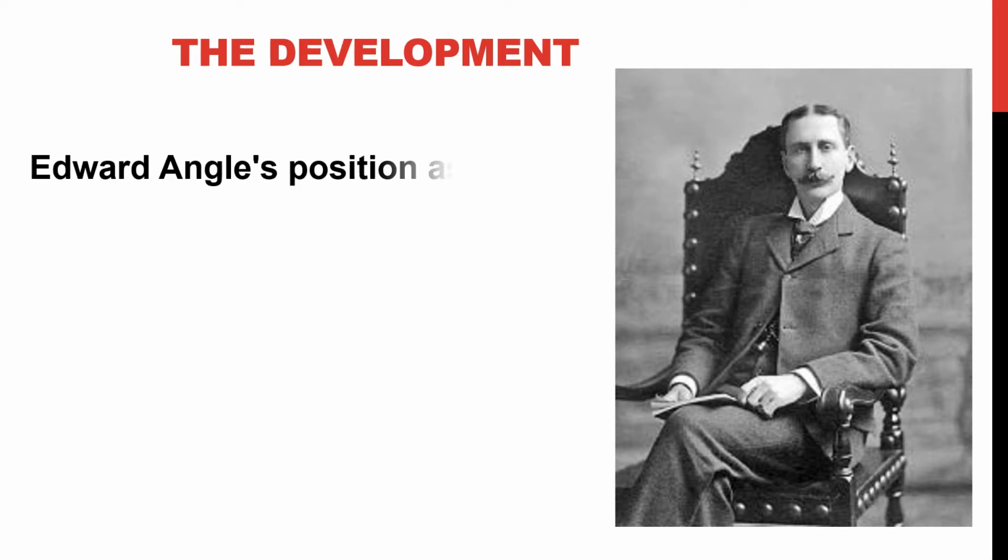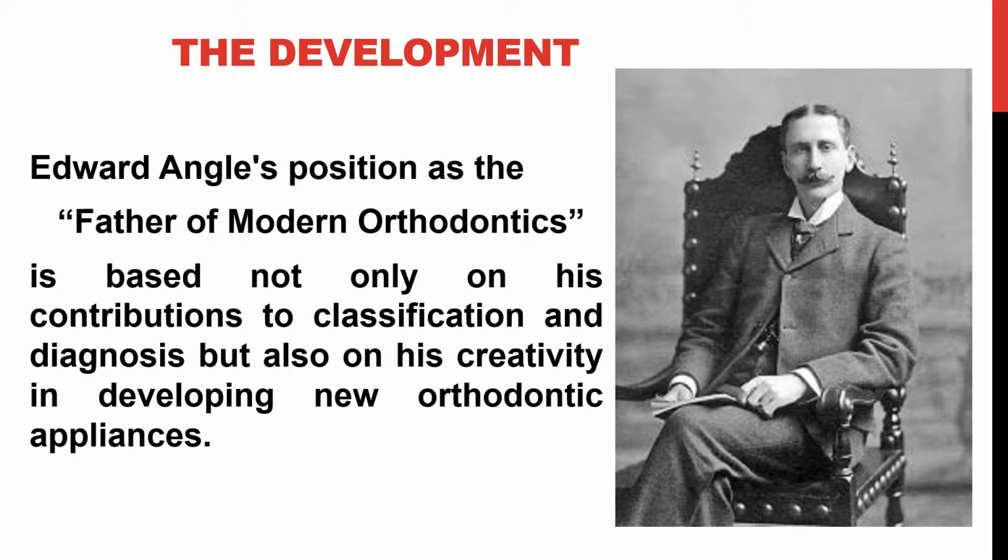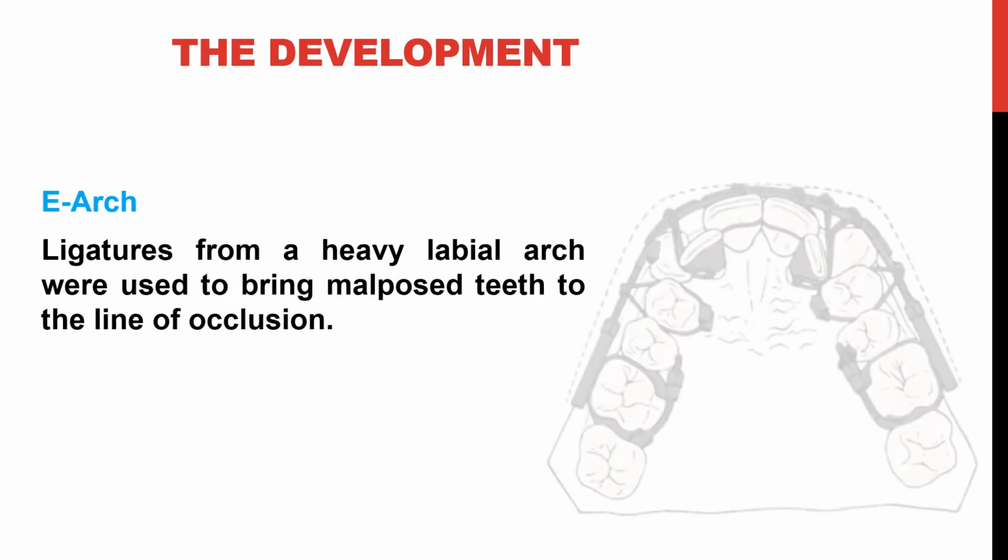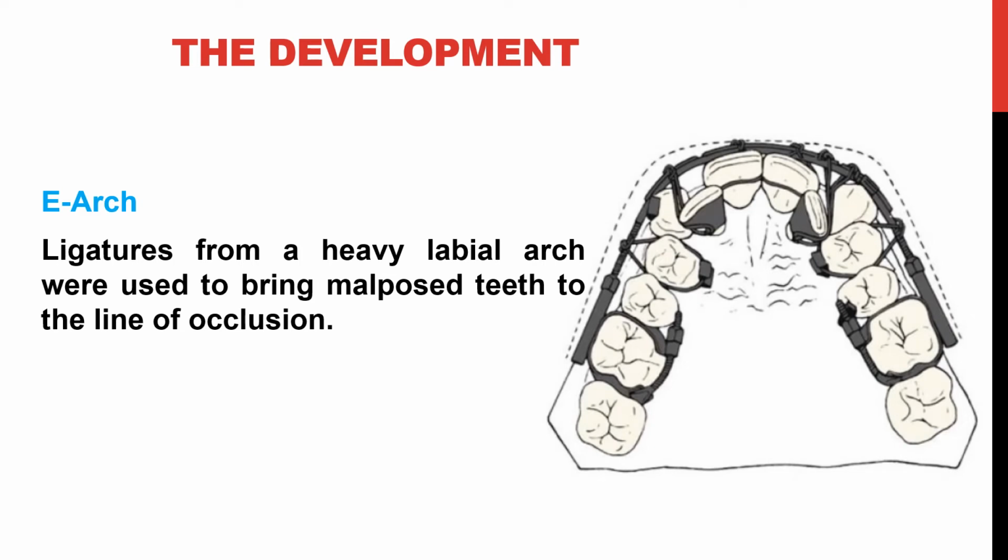Edward Angle is known as the father of modern orthodontics, and this position is based not only on his contribution to classification of molar relation, but also on his creativity in developing new orthodontic appliances. The first orthodontic appliance that was invented by Angle is called the E-arch. In this appliance, ligatures from heavy labial wire were used to bring malposed teeth to the line of occlusion.